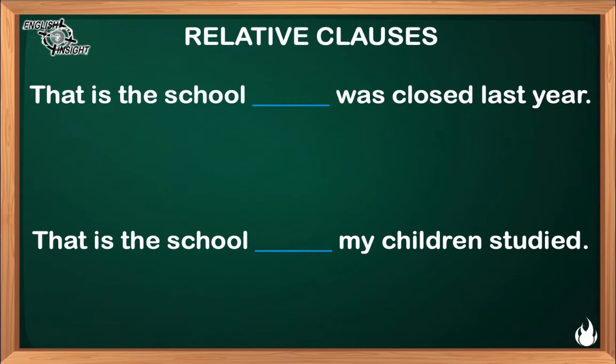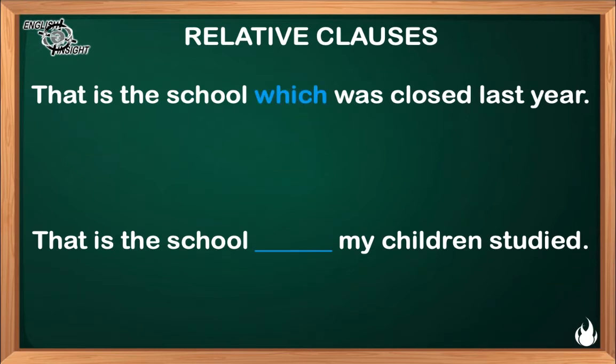In both cases, we are talking about the same thing. That is the school. But in both cases, we use a different relative pronoun or relative adverb due to the fact that we are using different contexts. For example, in the first one it says, that is the school which was closed last year. Whereas on the other hand, we say, that is the school where my children studied.